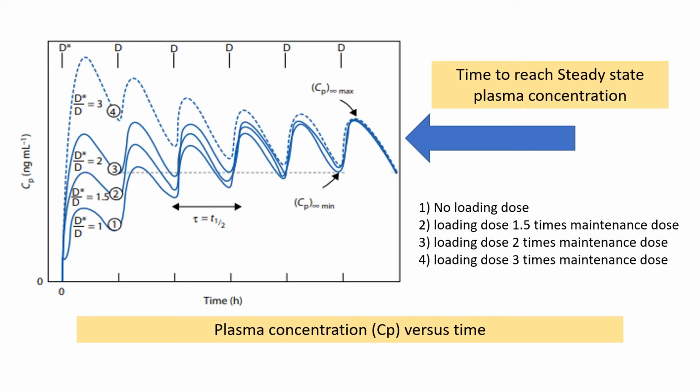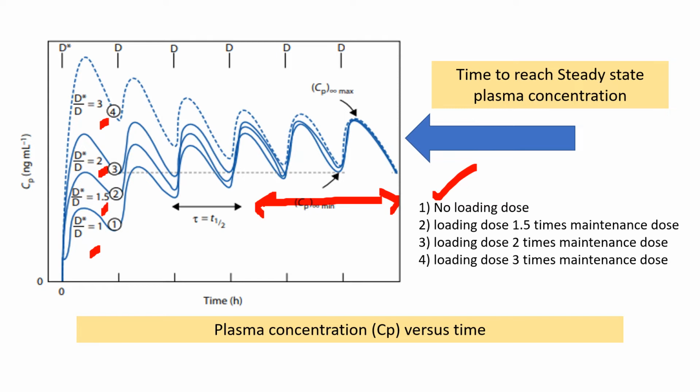Next, we talk about the time to reach the steady state plasma concentration. It depends on whether you want to achieve it quickly. If we want to achieve it quickly, then we have to go for loading doses. But if you don't want to do that, you can go for a continuous maintenance dose. So how do we decide what the loading dose should be? For example, here you can see D star divided by D, that is loading dose divided by maintenance dose, at 1.5 times, 2 times and 3 times.